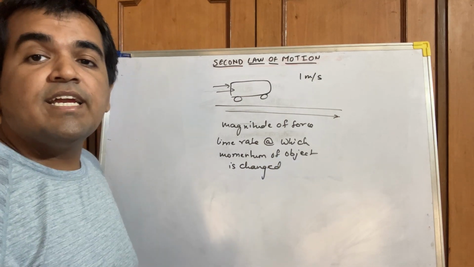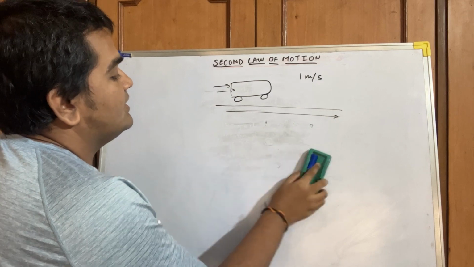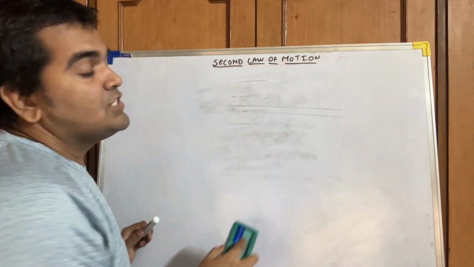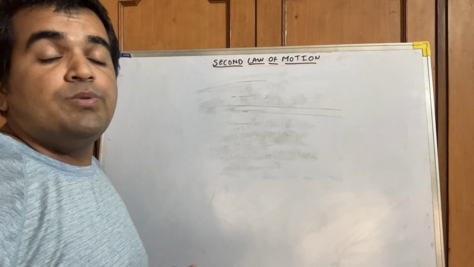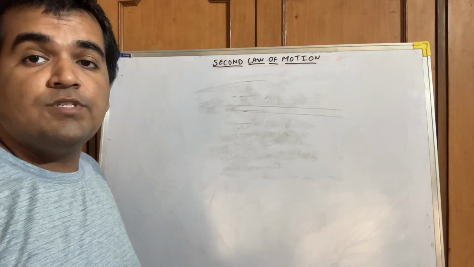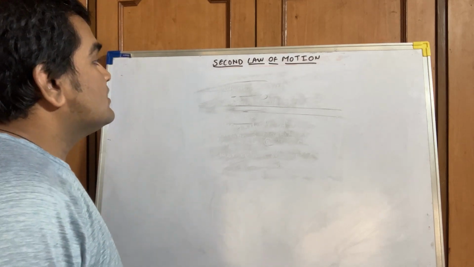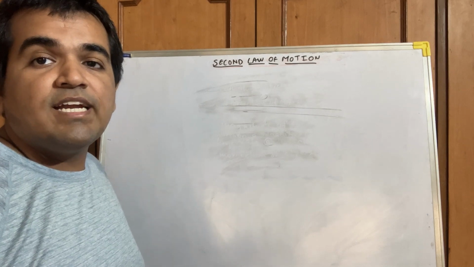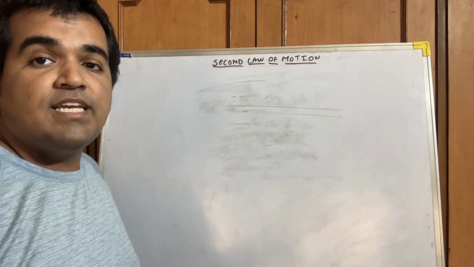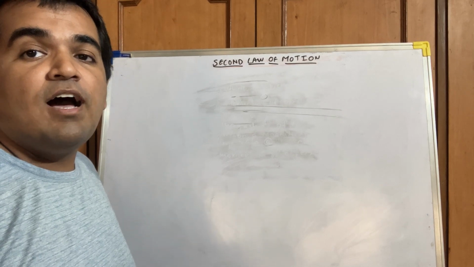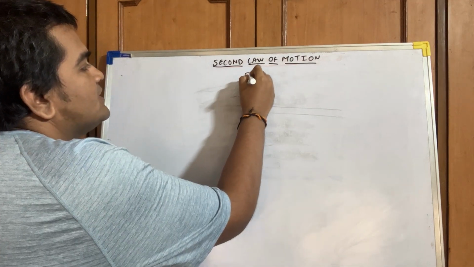Now, the second law of Newton states that the rate of change of momentum is directly proportional to the applied force in the direction of the force. So, this is the second law of motion. Hence, we conclude this video. In the next video, we shall derive how to measure force, that is F. F is equal to ma.